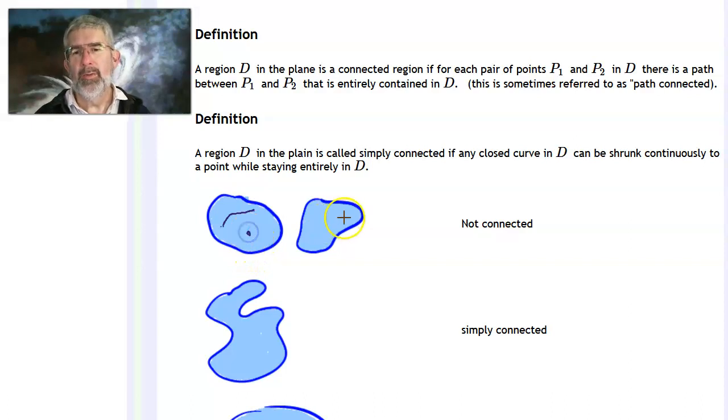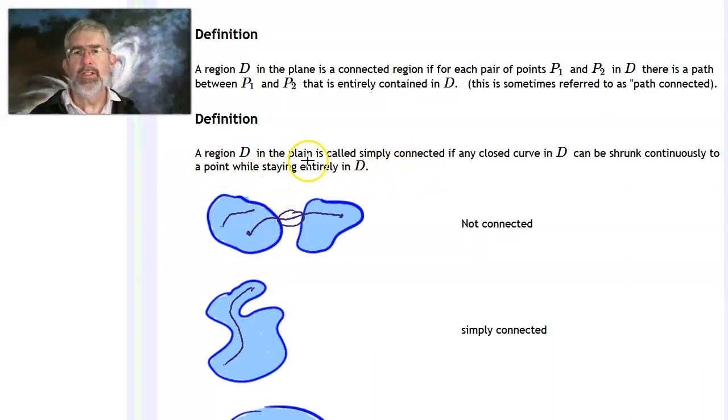However, there's also a pair here and here where any path between them would have to leave the region for a while, and there isn't any way you could get from P1 to P2 here and stay completely in the region. So this region is not connected. Down here, pick any 2 points in there, then yeah, there's a path from one to the other, and that is connected.